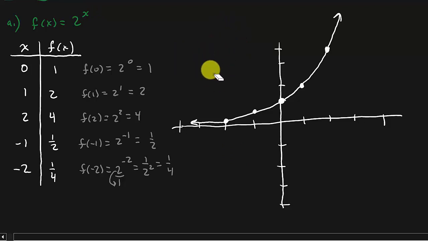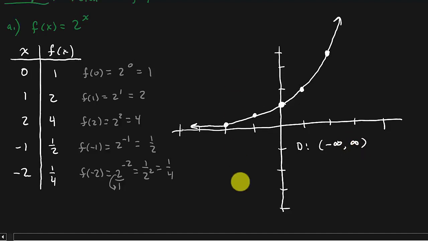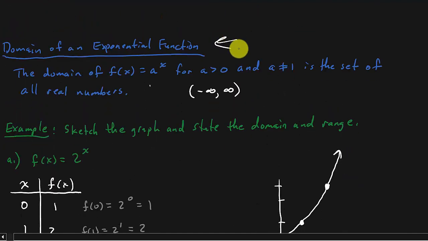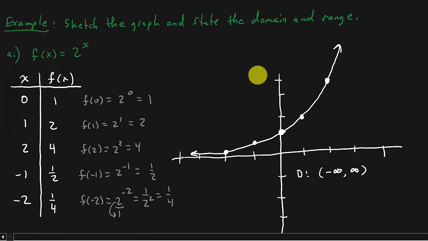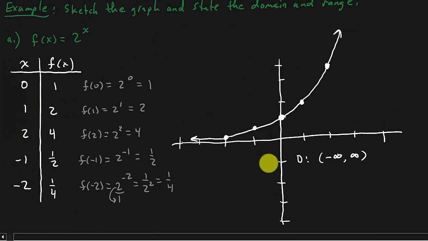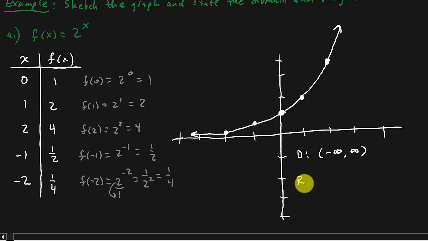All right, so now we've got to state the domain. The domain, of course, we just saw that up here. The domain of an exponential function is negative infinity to positive infinity. And then we need the range. The range is all the y values that it's going to hit. So what's the lowest y value? See, the y value is from here up. See how it's going up? So it's going from 0 to infinity.